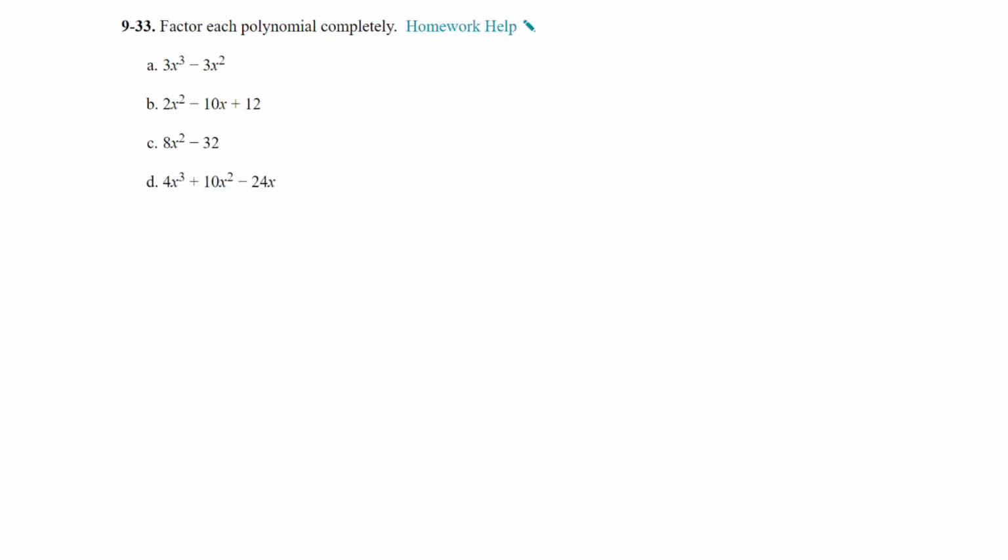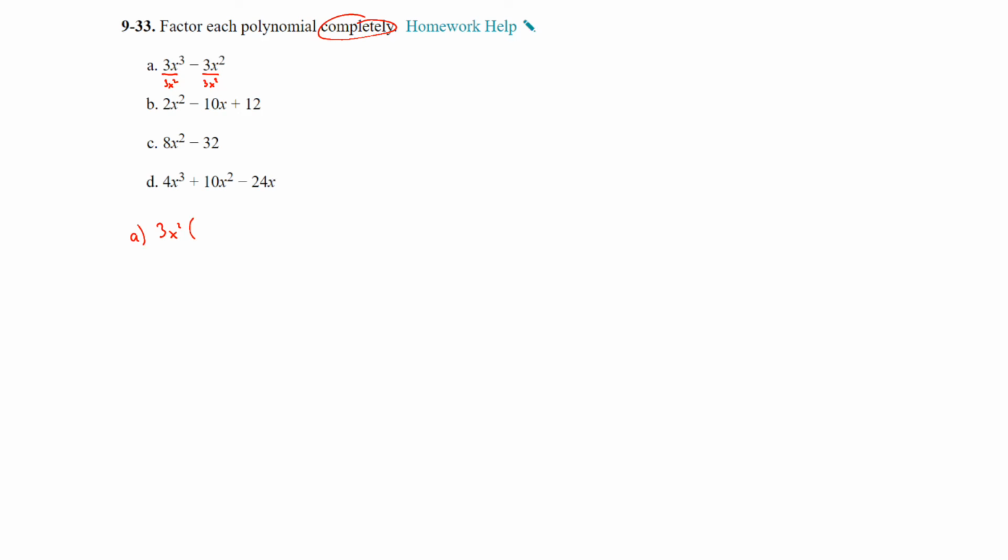Question 33, factor each polynomial completely. So since it says completely, it gives me the idea that maybe we have some extra factors, whether they're greatest common factors or whatever, that we need to look at here. So on the first one, I see that there is a 3 in both of them. I also see an x squared that they share in common. So I'm going to use the distributive property going the other way, factoring out the 3x squared.